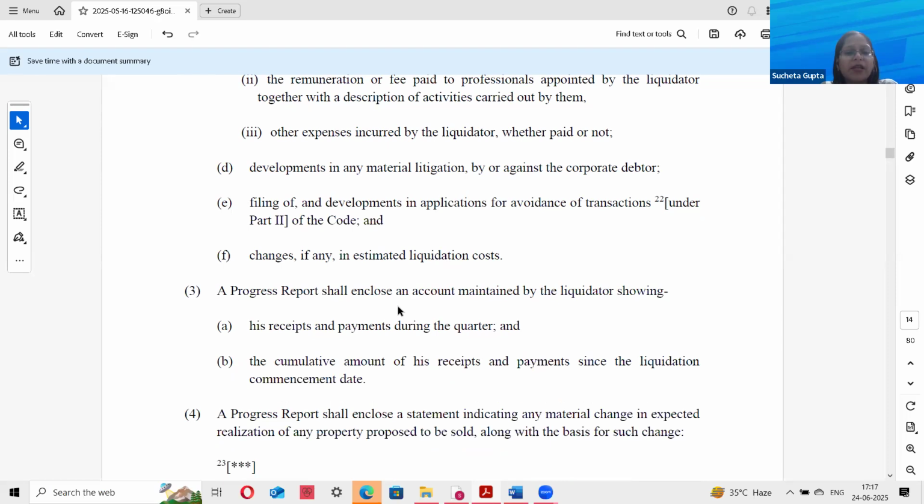A progress report shall enclose an account maintained by the liquidator showing his receipts and payments during the quarter and the cumulative amount of his receipts and payments since the liquidation commencement date. The progress report shall also enclose a statement including any material change in expected realization of any property proposed to be sold, along with the basis for such changes.